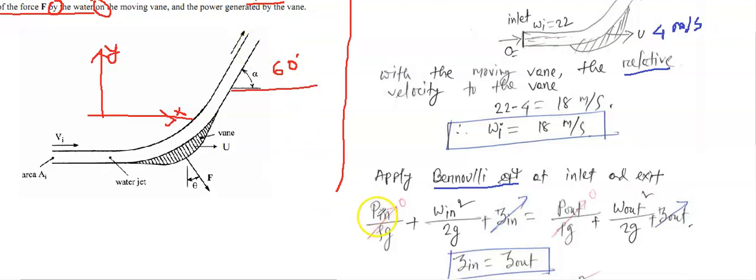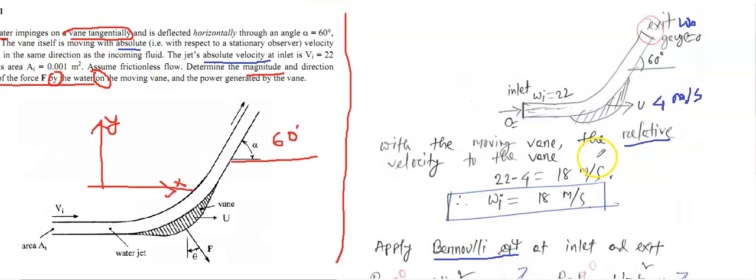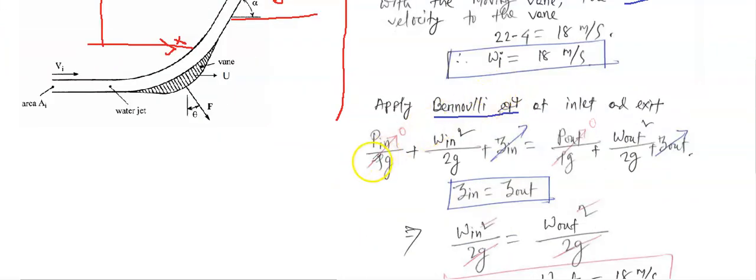This is the pressure at the inlet over rho g, the velocity squared over 2g, and the elevation at the inlet, and the pressure at the outlet over rho g, the outlet velocity squared over 2g, and the elevation z at the outlet. We said our assumption is okay. We have the gas pressure at the inlet and the outlet, so we can put this term as 0 because this is the gas pressure. If it is 0, then 0 over rho is 0.